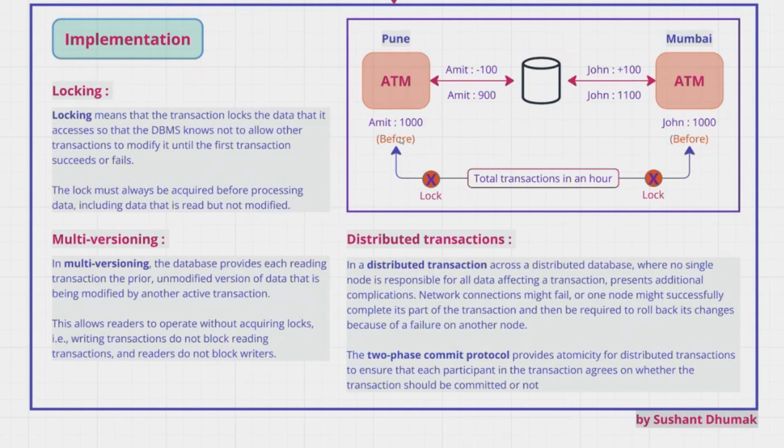So you can see in this diagram, until the transaction between Amit and John has been completed or has failed, it is locked for any other transaction, whether you want to know the total in Amit's account or John's account, or how many total transactions happen in an hour. All these different transactions will not be able to access the information that is happening between Amit's and John's account until it has succeeded or failed. So it is locked and other transactions are not allowed to modify anything in this.